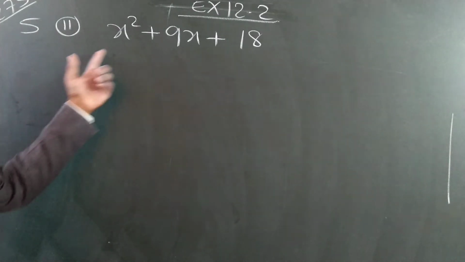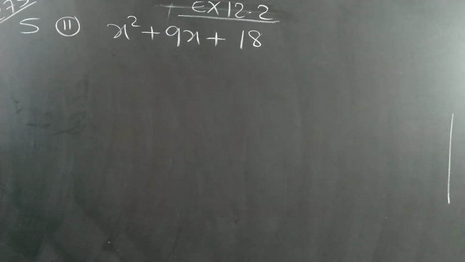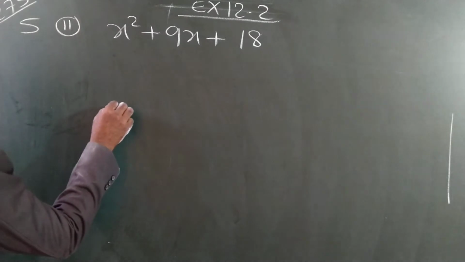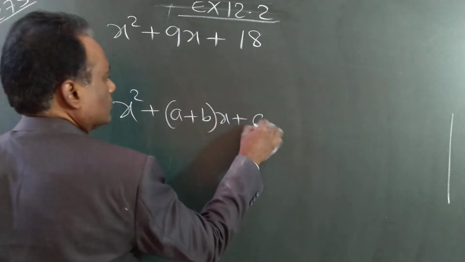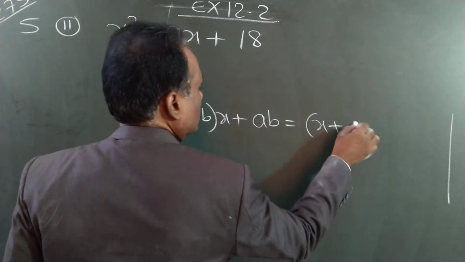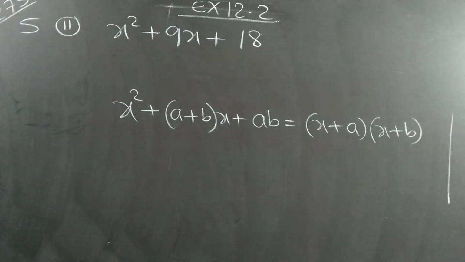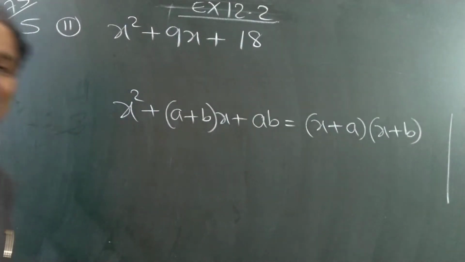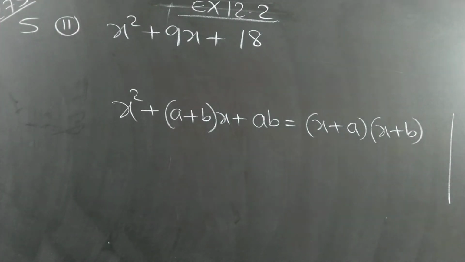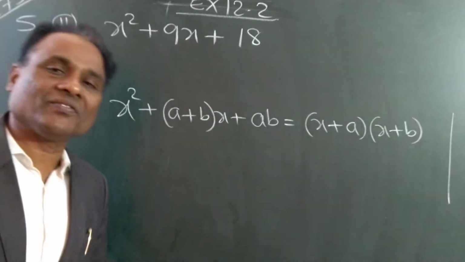So, factorizing a polynomial having three terms. How to factorize? See here. We can compare with this formula. This is the formula. Arrange this according to this formula and directly write the answer. See here. Arrange this like this, directly apply the formula.